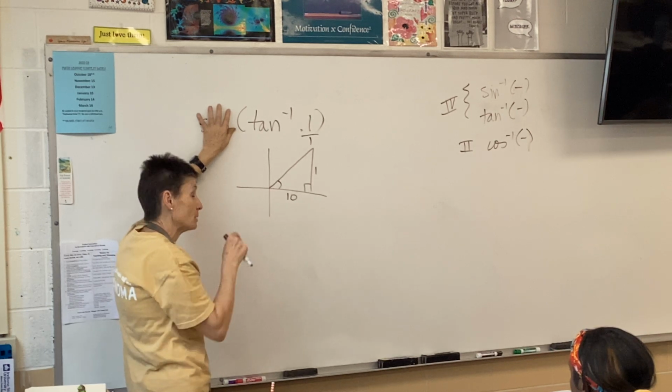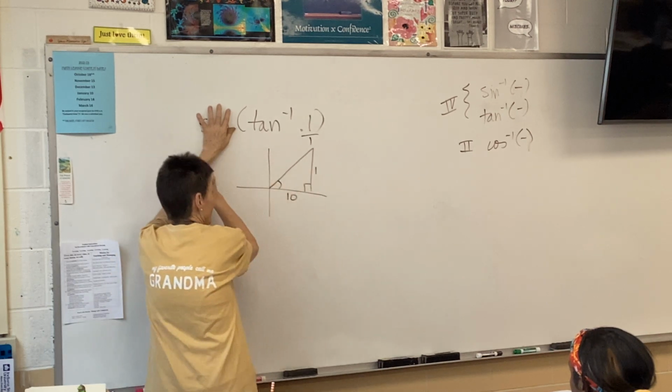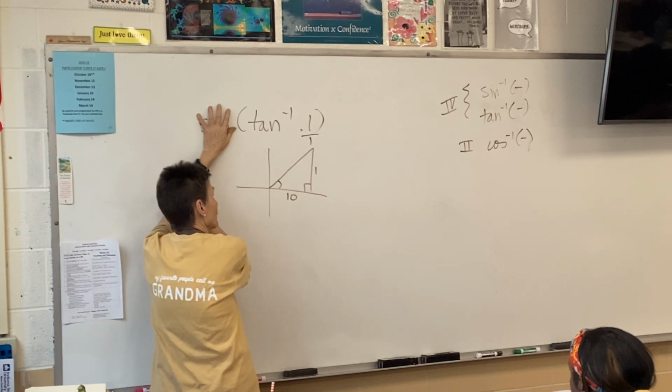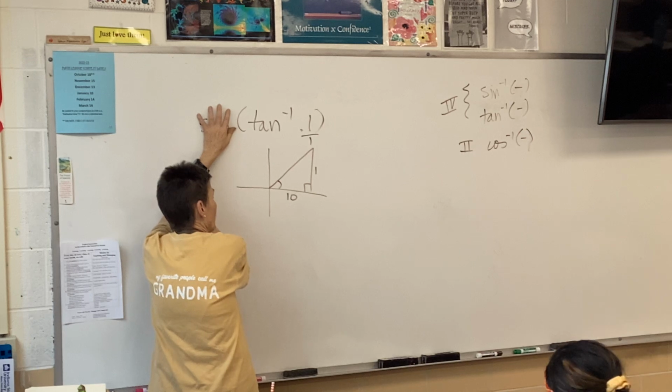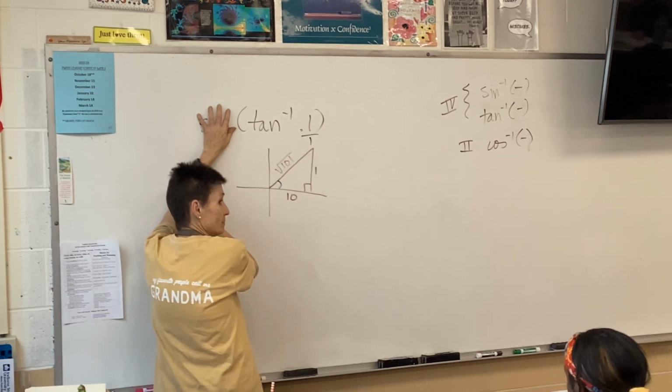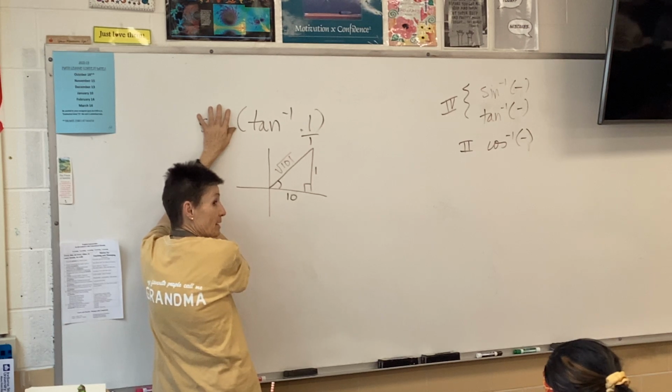Now, what's the third side of the triangle? If I use 1 and 10, I think it's a little easier than with decimals. What would that third side be? Square root of 101? Pythagorean theorem?